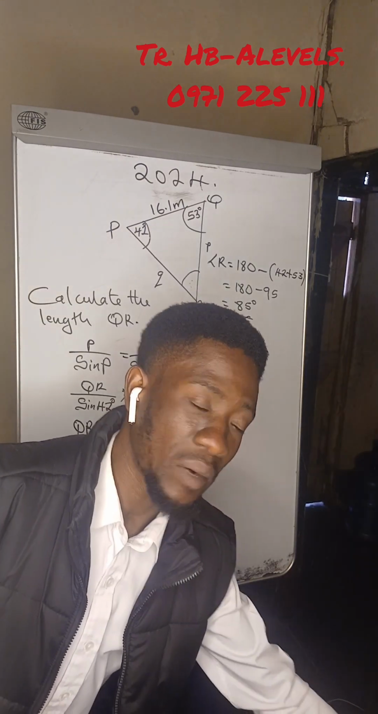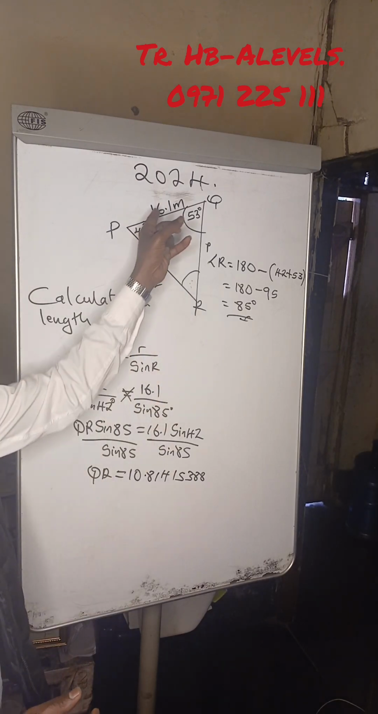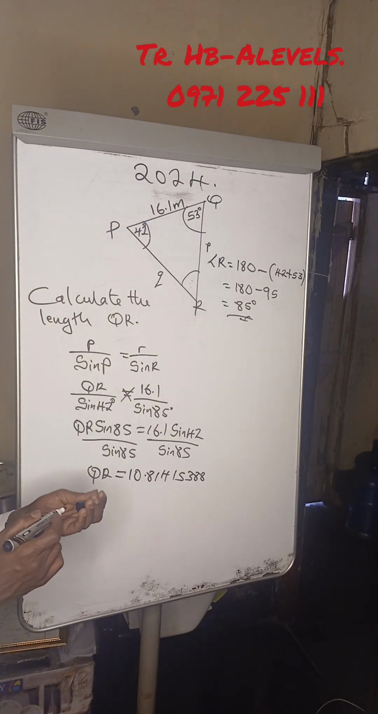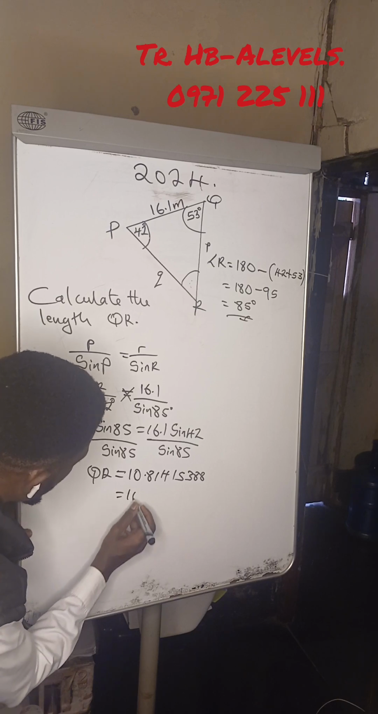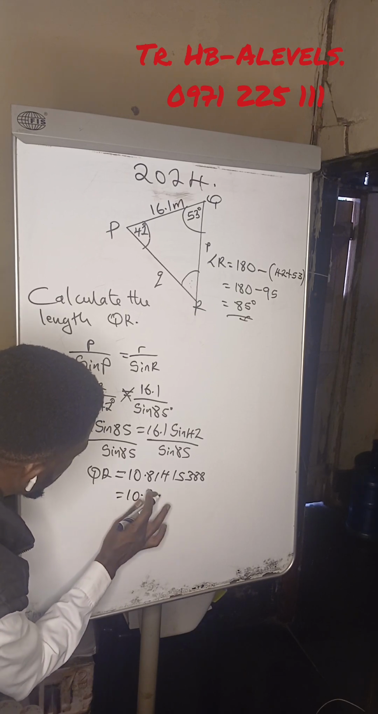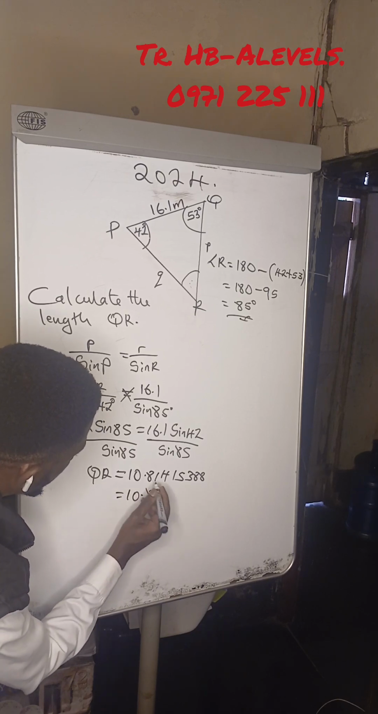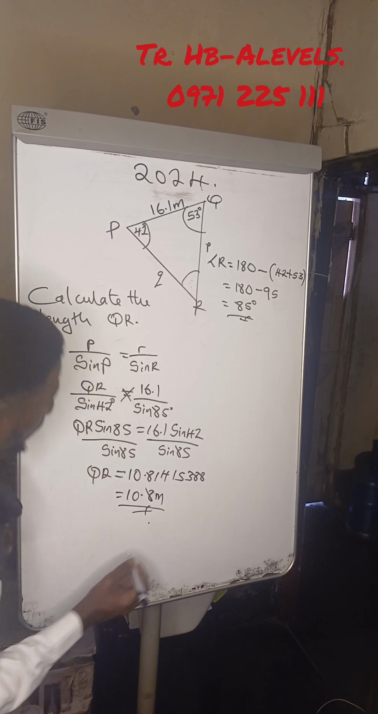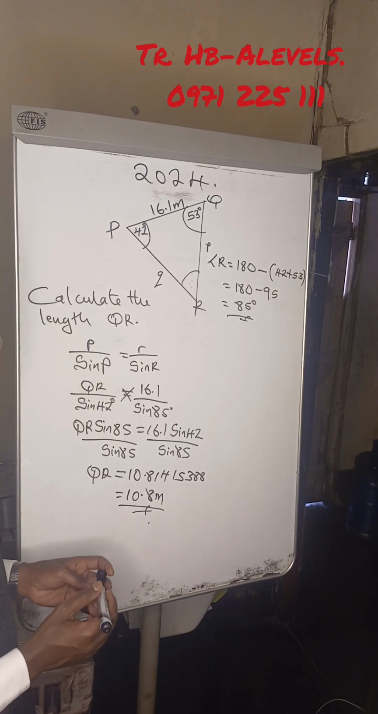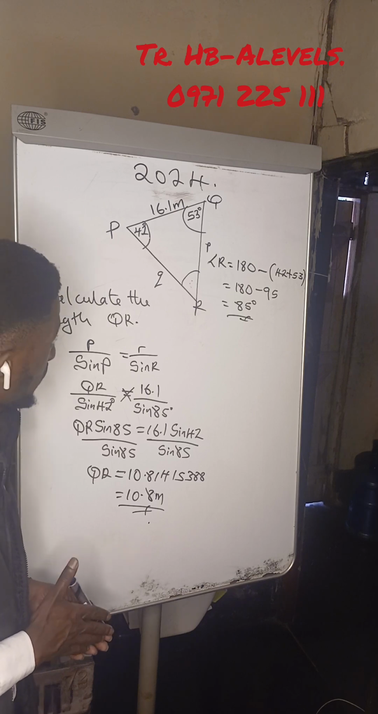So you look at the rounding off part now. The rounding off answer is correct to 1 decimal place. So even us, we'll round it off correct to 1 decimal place. So we'll get 10.8 meters. So this is the required distance, QR. So you get 5 marks.